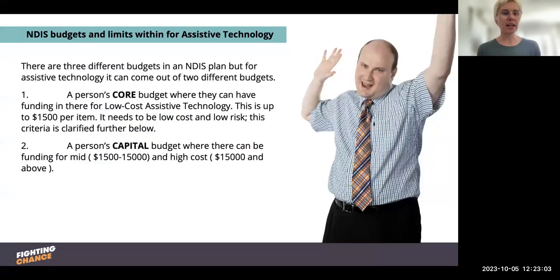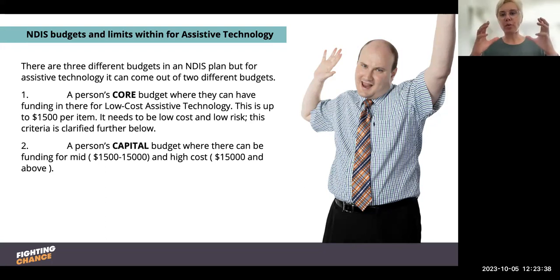So there are three different budgets in an NDIS plan, but for assistive technology, it can come out of two different budgets. So a person's core budget is where they can have funding in there for low cost assistive technology. This is up to $1,500 per item. It needs to be low cost and low risk. I'll clarify the risk, what's identified as low risk, a bit later on. But in terms of cost, it's anything $1,500 and below.